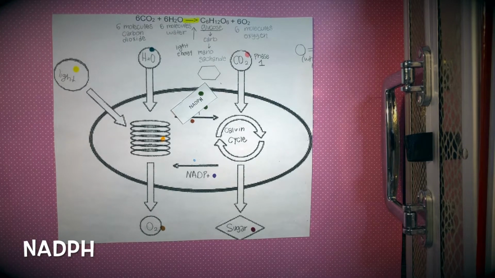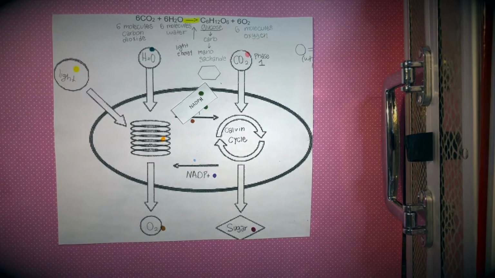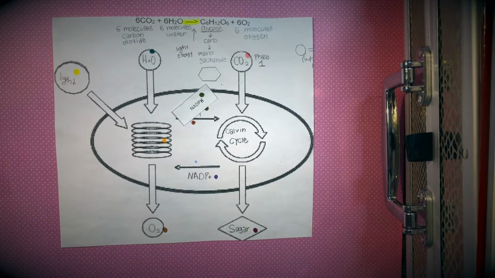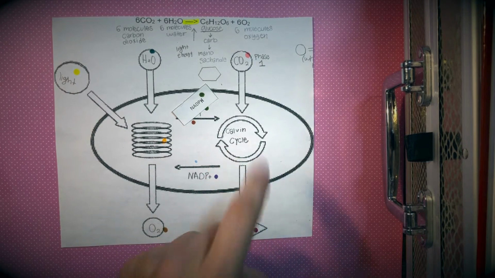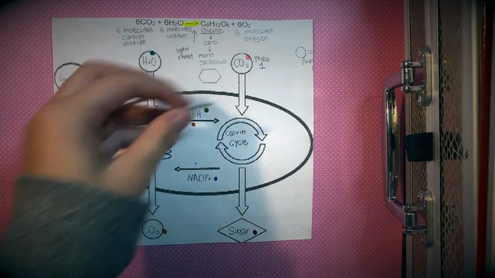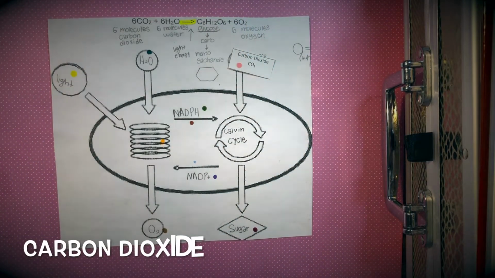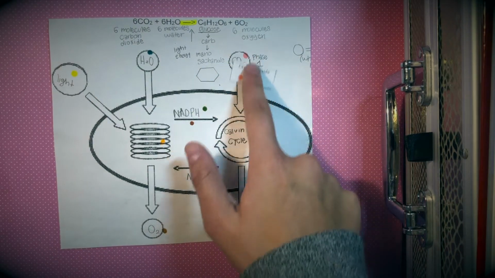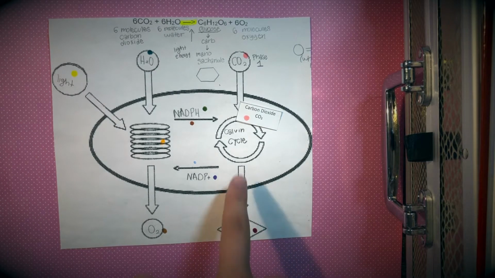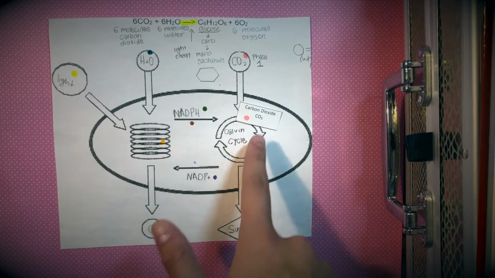NADPH is created and constructed during a light reaction in the thylakoid. It goes to the electron transport chain where its electrons power the production of sugar along with ATP in the Calvin cycle. Carbon dioxide comes from outside the chloroplast and is brought in through diffusion. It is used in the stroma and constructs glucose in the Calvin cycle.